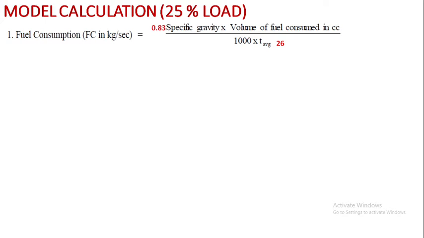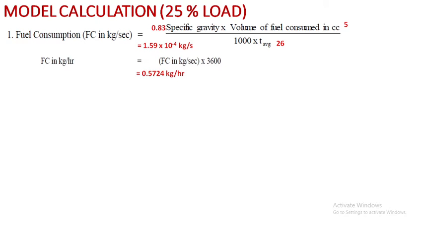And T average for no load and 25% load 4 kg is 26. After substituting all these values, we can get the fuel consumption in terms of kilogram per second. Next, we have to calculate the same fuel consumption in terms of kilogram per hour. It will be useful for us in the upcoming parameter calculations. Just convert seconds into hour, so 1 by 3600 has to be multiplied by 3600, being seconds in the denominator. So it has been converted to kilogram per hour.